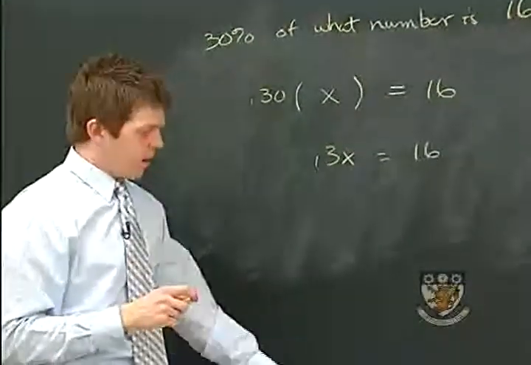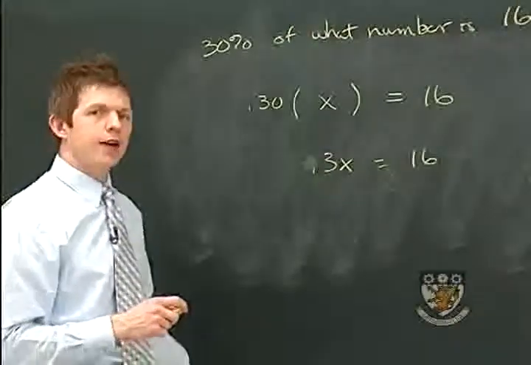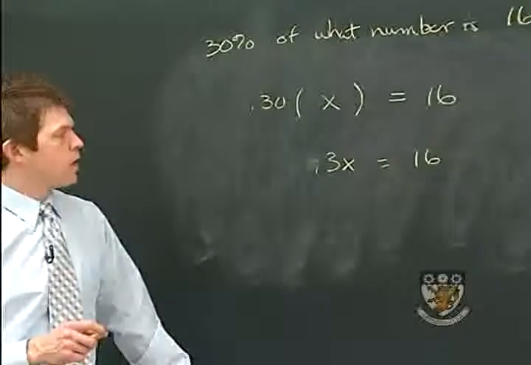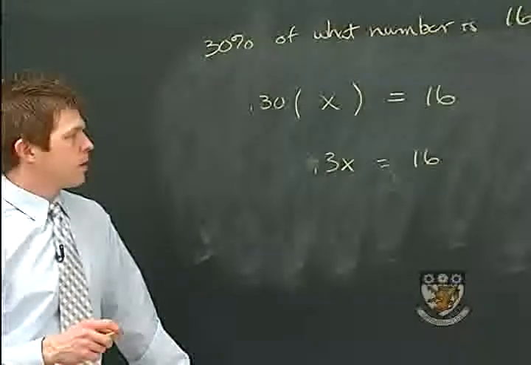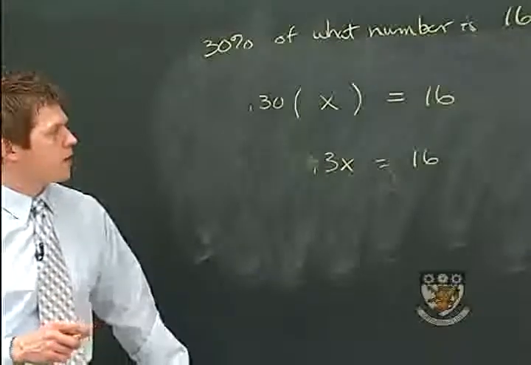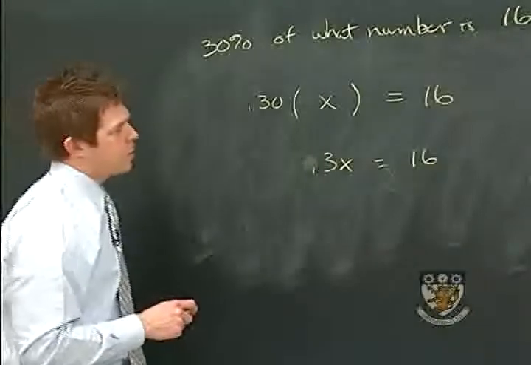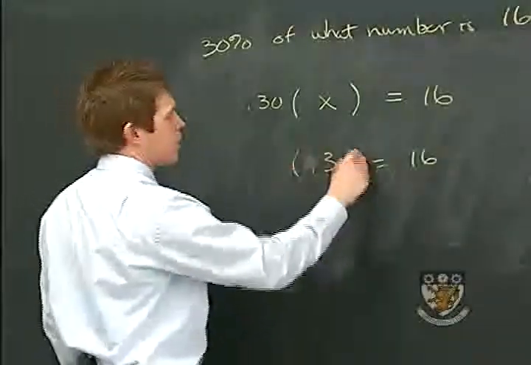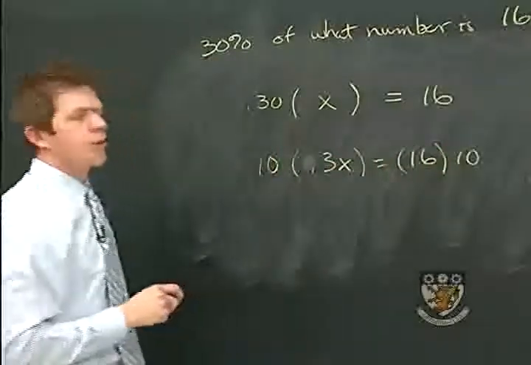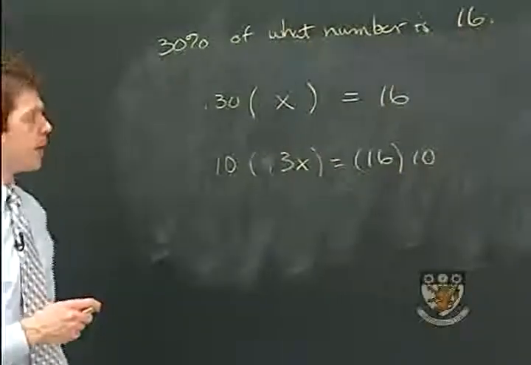If decimals bother you and you don't really like working with them, that's fine. How you get rid of them is multiply both sides by whatever factor or power of 10 that will move the decimal over as many places as we need. We need this one moved over one place. So we'll multiply both sides by 10. Now you don't have to do this, but if you prefer not to work with decimals, this is one way that you can avoid it by getting rid of it.